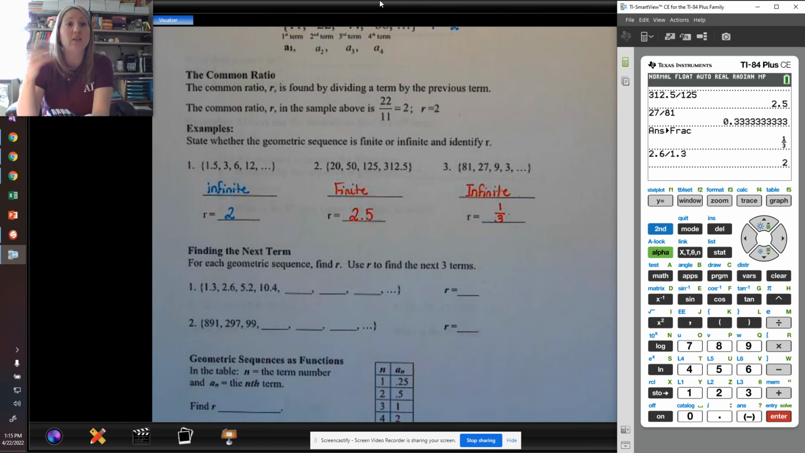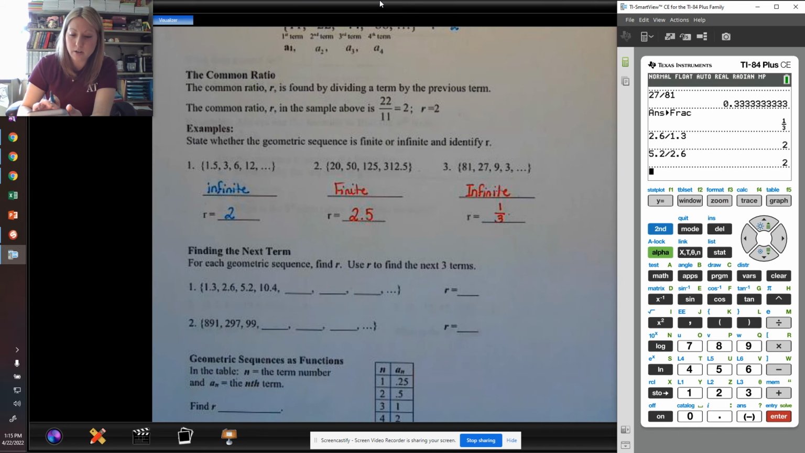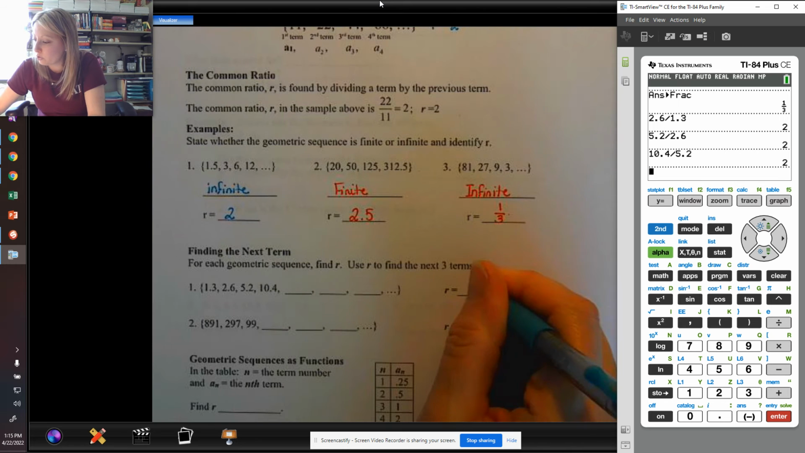Okay, so 2, we think 2 is our common ratio, but let's keep going. So 5.2 divided by 2.6. Okay, 2, so far so good. 10.4 divided by 5.2. Great, we get it confirmed. Our common ratio is 2.